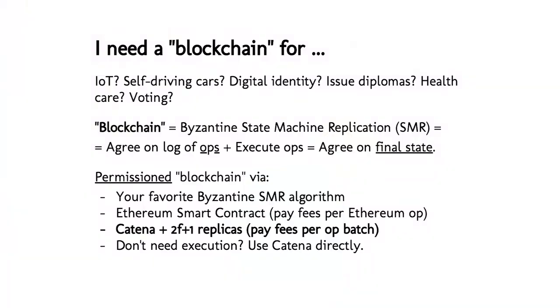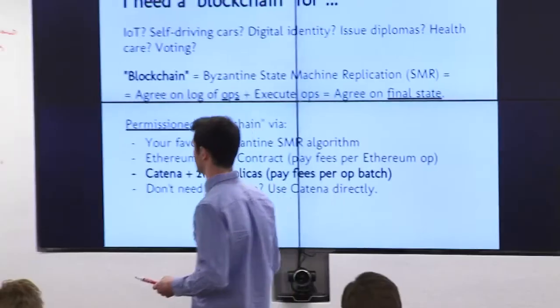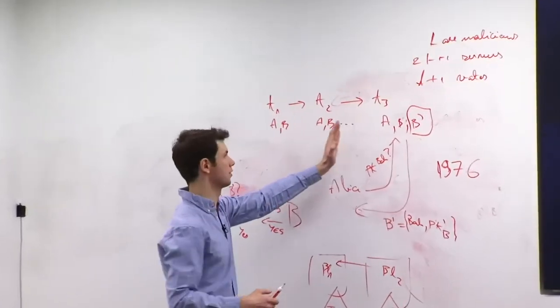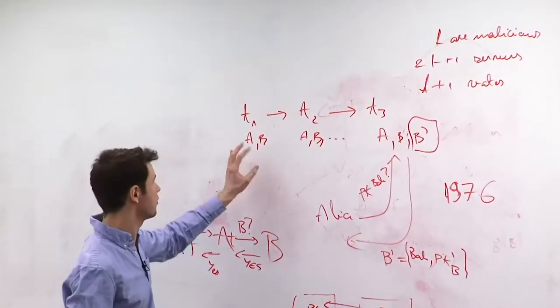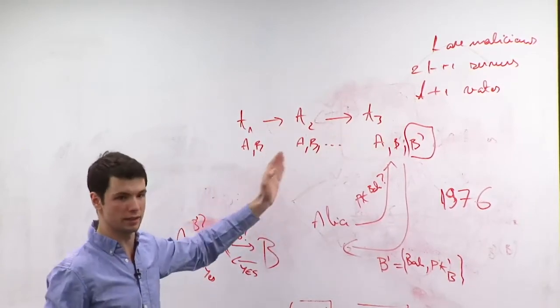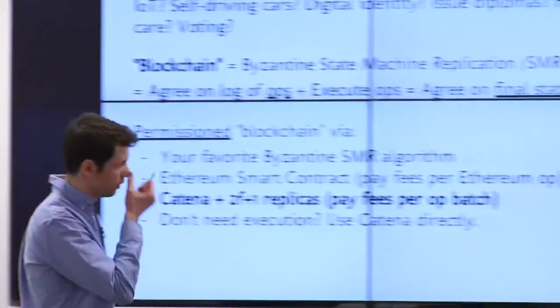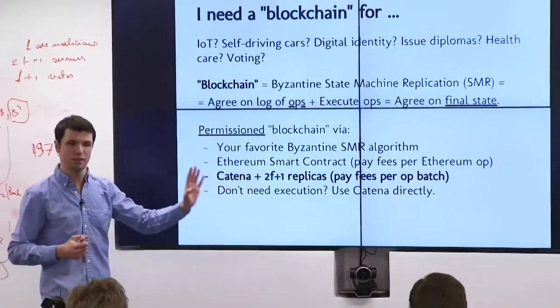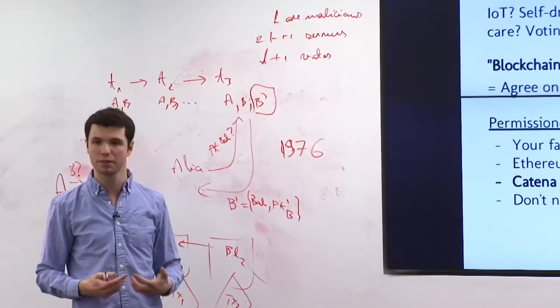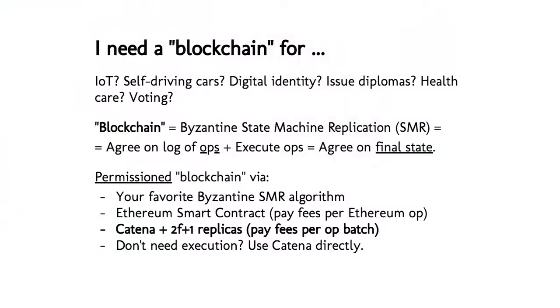If you don't need execution, for example, if all you're doing is agreeing on a public key directory, like here, there's no execution; this directory just is supposed to stay append only. We have some research that allows you to prove that every transition is an append only directory. And if you only need execution, you can just use Catena directly, as I already told you guys, for the software transparency application, for the public key directory application.